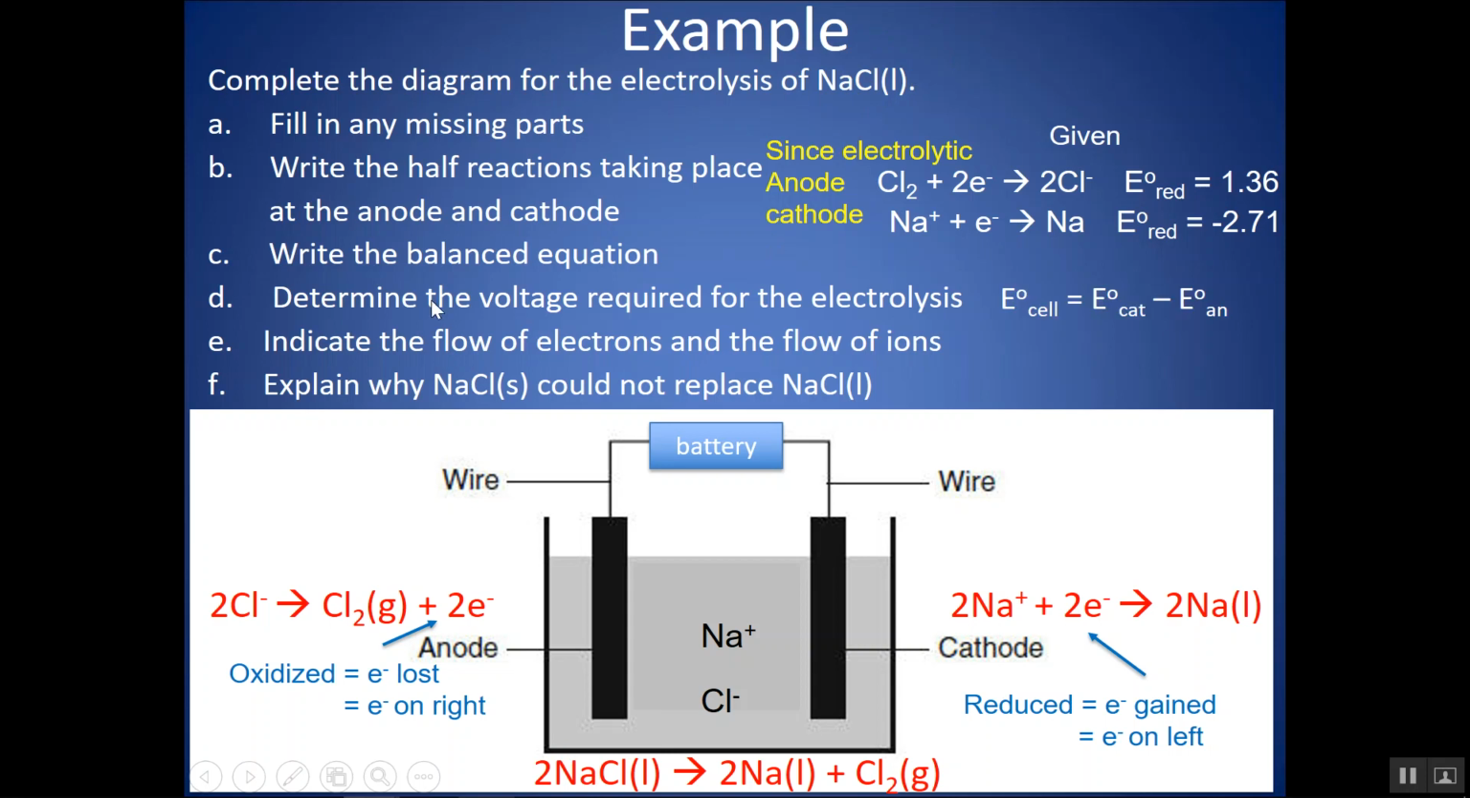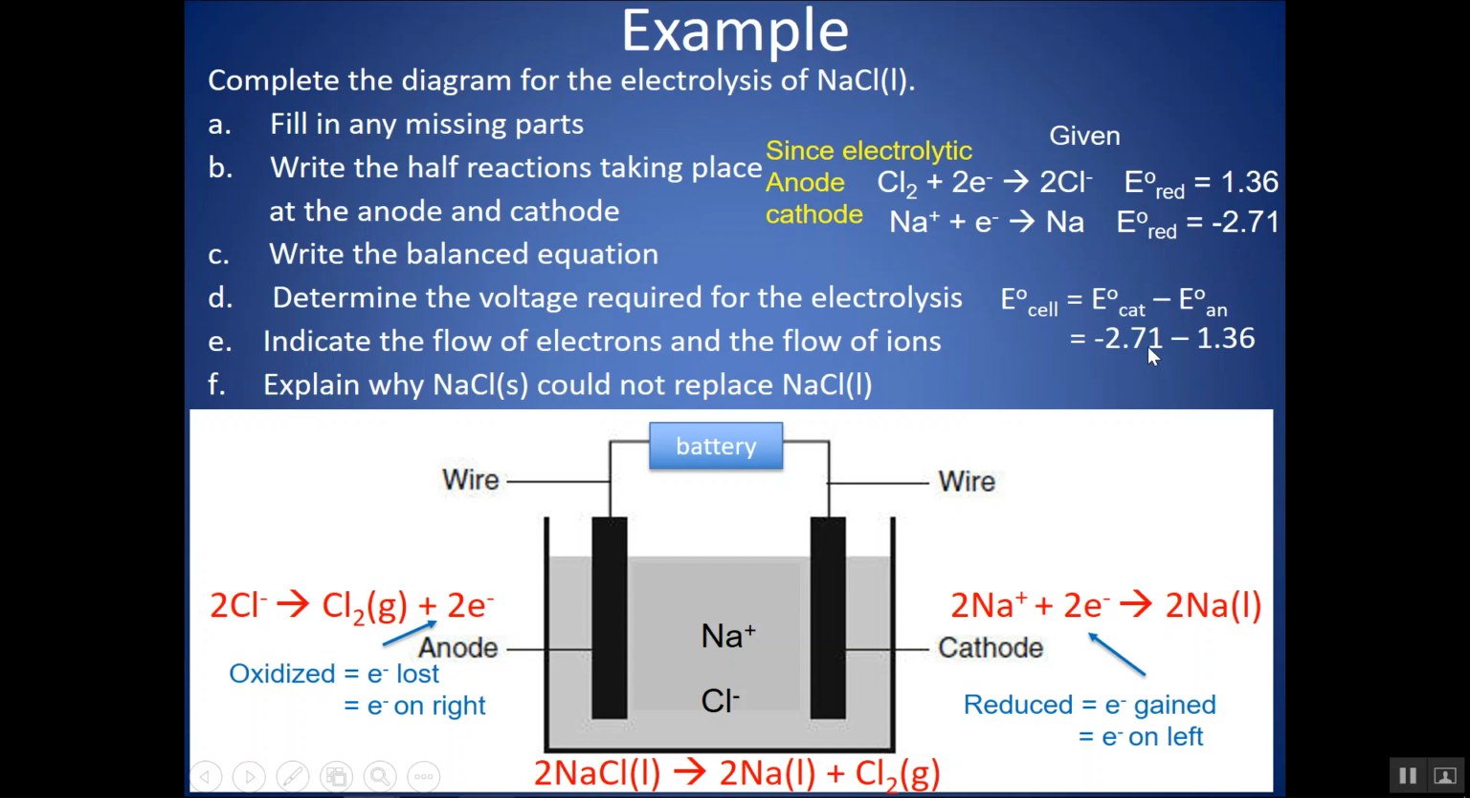Okay. Determine the voltage required for the electrolysis. So E of the cell, remember, is still the same way as we did for the voltaic. It's either cathode minus anode, or you can take the anode one and flip the sign, and add them together. Either way, you should get the same answer. I like doing cathode minus anode and not worrying about flipping things. You would still have to flip the half reaction, don't forget.